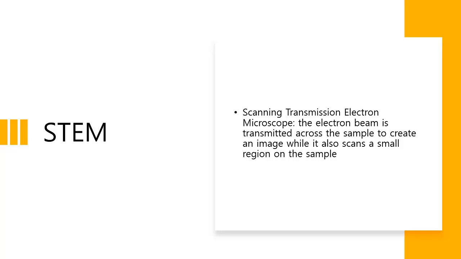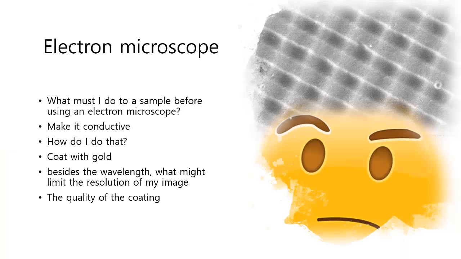Now, a scanning transmission electron microscope, or STEM, combines the capabilities of both an SEM and a TEM. The electron beam is transmitted across the sample to create an image, TEM, while it also scans a small region on the sample, SEM. The ability to scan the electrons allows the user to analyze the sample with various techniques, such as electron energy loss spectroscopy, or EELS, and energy dispersive X-ray, EDX spectroscopy, which are useful tools to understand the nature of the materials in the sample.